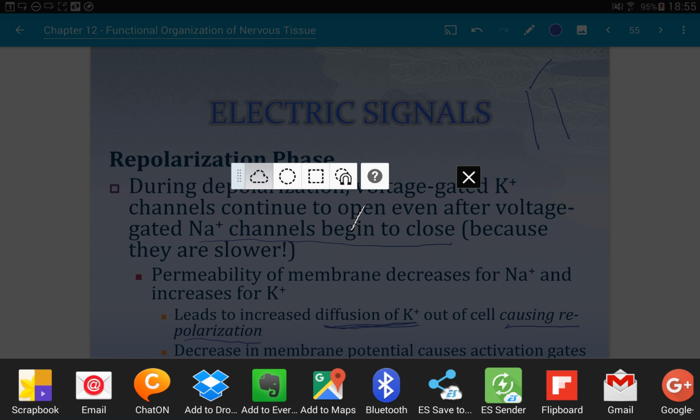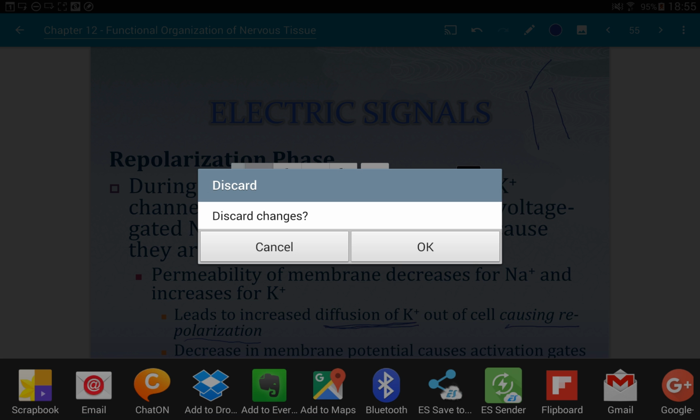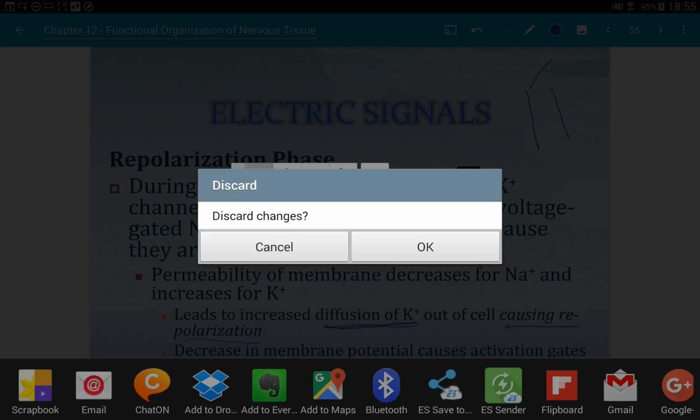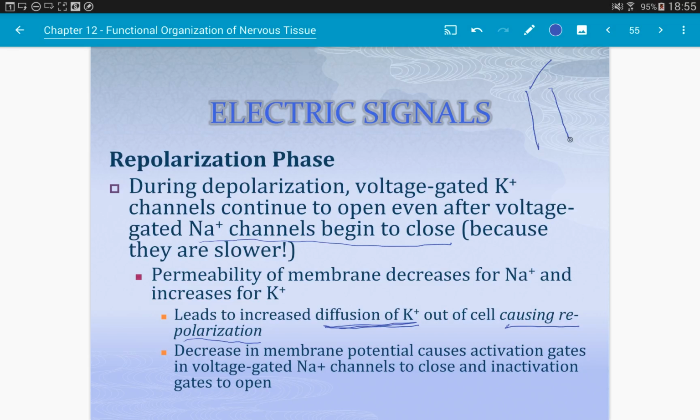Okay. Oh, excuse me. So to the outside of the cell. And our inactivation gates are on the inside of the plasma membrane. Okay, I'm trying here. Oh, it won't let me write in the white. So activation gates on the outside. Inactivation gates are on the inside.